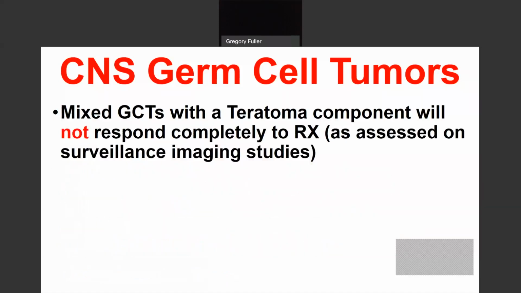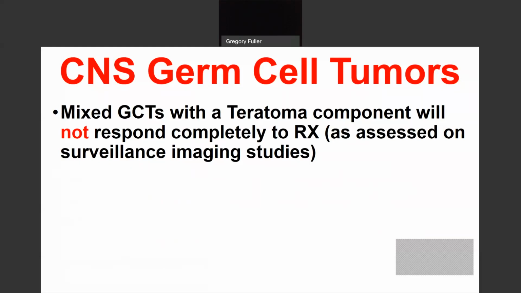Now note, all right, listen up, mixed germ cell tumors that have a teratoma as one of the components will not melt away to nothing in response to radiotherapy or chemotherapy on surveillance imaging studies, because mature teratoma is not going to melt away.